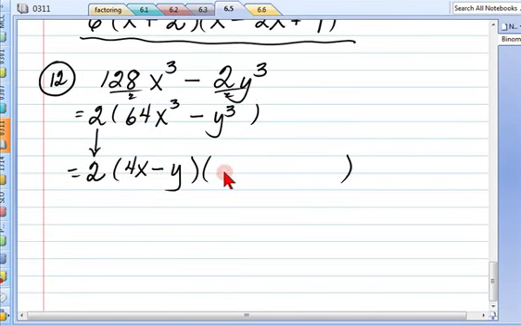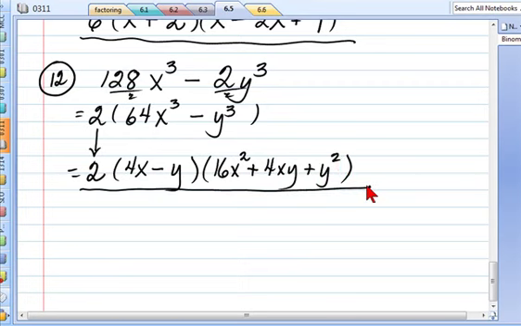Now, how do I create this? Square the first. 4x times 4x, 16x squared. Change the sign. Plus product 4xy, square the last, plus y squared. You need all 3 of those factors. Don't lose the 2.